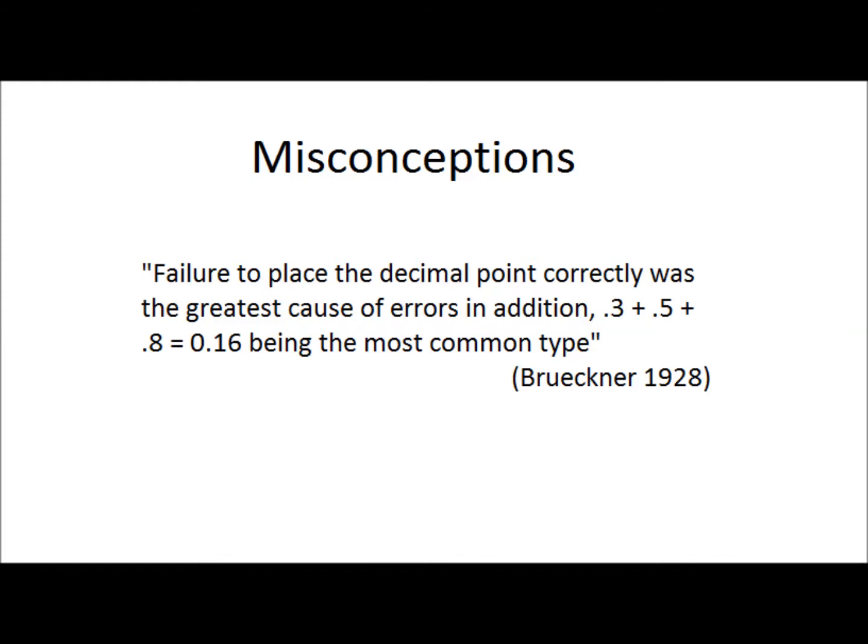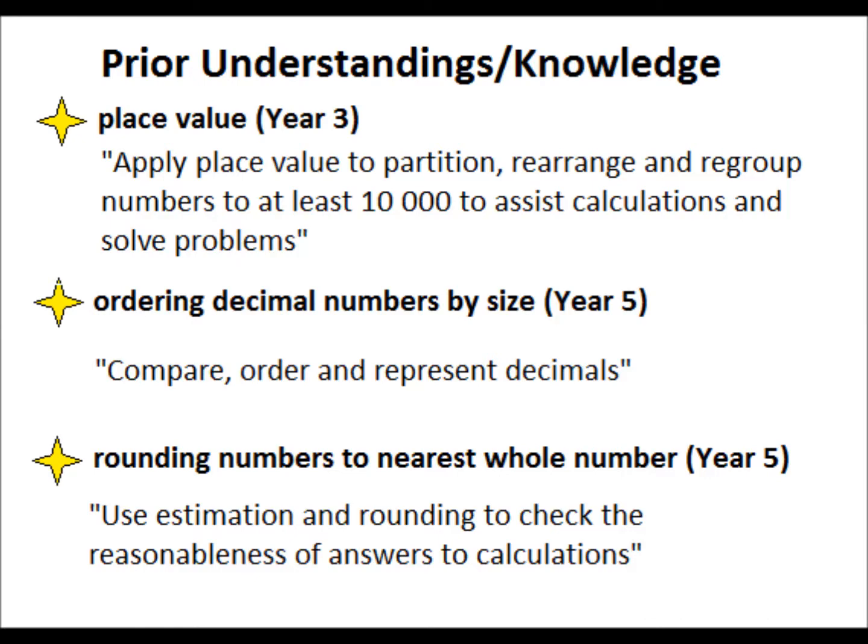In order for students to complete the activity, they need to have prior knowledge in the following areas. They need prior knowledge of place value, which comes around Year 3 level, and they should be able to apply place value to partition, rearrange and regroup numbers to at least 10,000 to assist calculations and solve problems. They also need to order decimal numbers by size, that's Year 5 level, where the objective is to compare, order and represent decimals. And in Year 5 they also have to round numbers to the nearest whole number, and the objective for that is to use estimation and rounding to check the reasonableness of answers to calculations.